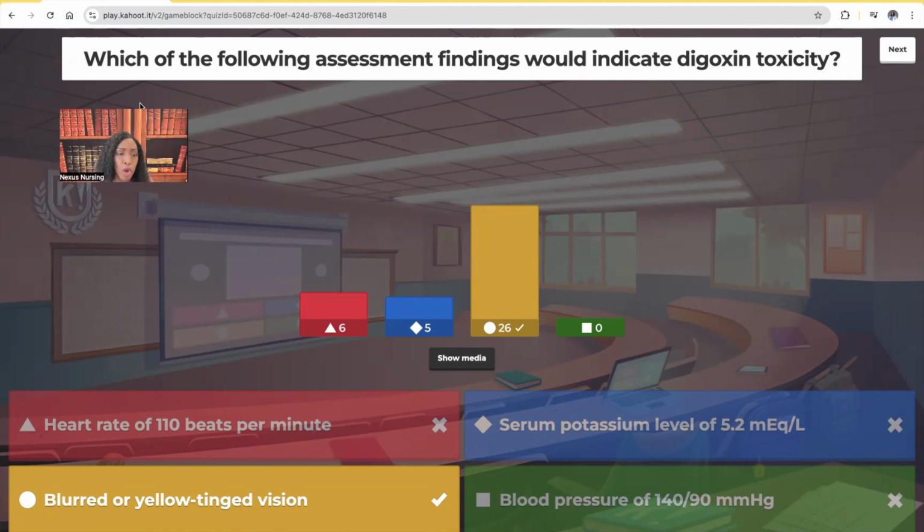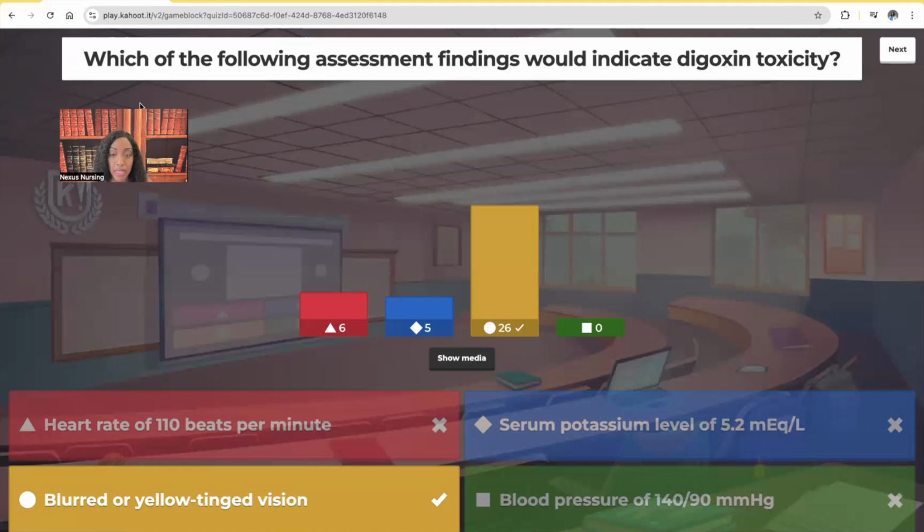So anyway, let's look at the wrong choices. Wait, I forgot what the question was. Which of the following assessment findings indicates toxicity? Heart rate of 110 beats per minute. No, I just told you that one of the things digoxin does is lower the heart rate. So if the patient was in digoxin toxicity, we would see bradycardia, not tachycardia.